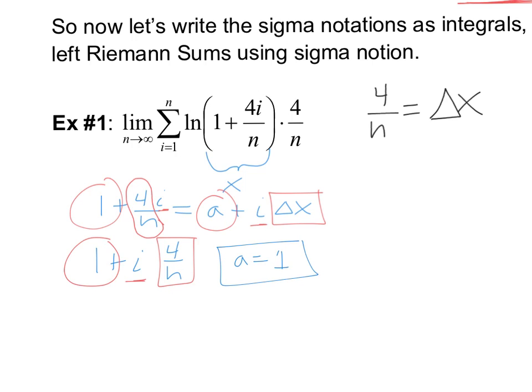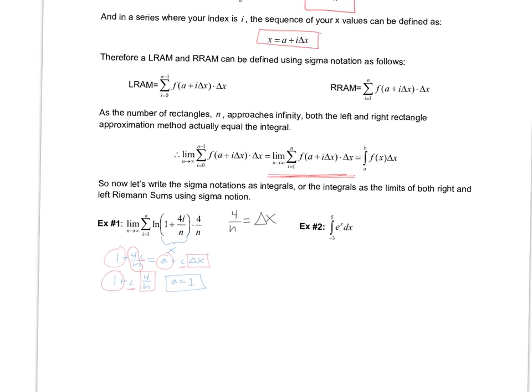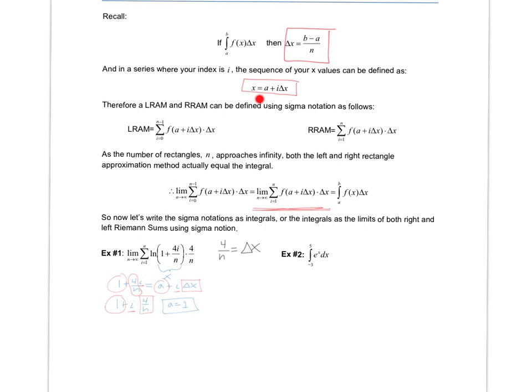And so all I'm teaching you right now is just kind of how to read this. So there's your a value, a equals 1. Well, knowing that, we can go up to this a plus i delta x, and we know what our delta x is, and we know that b minus a over n is equal to delta x. So let's go ahead and make this little formula.